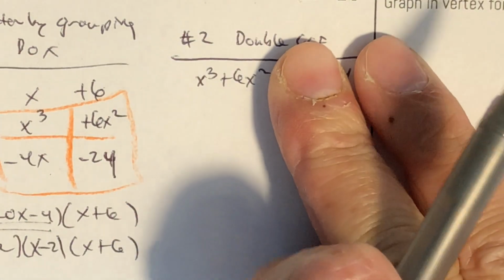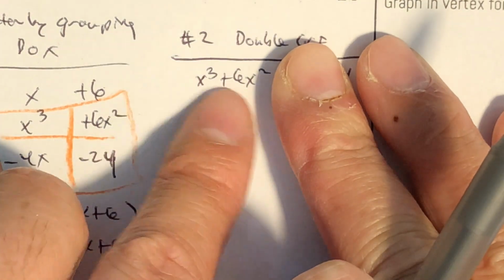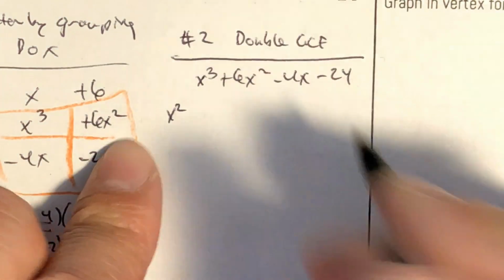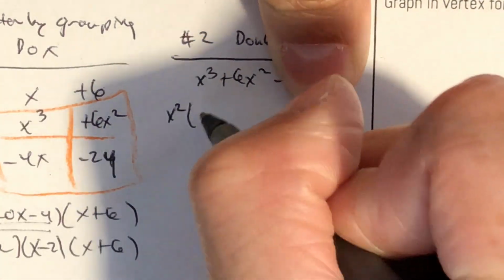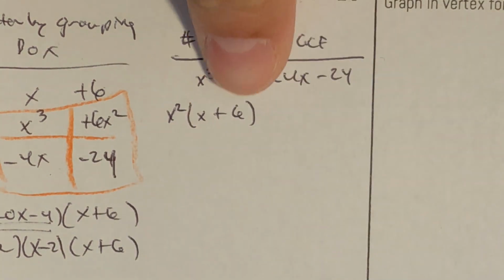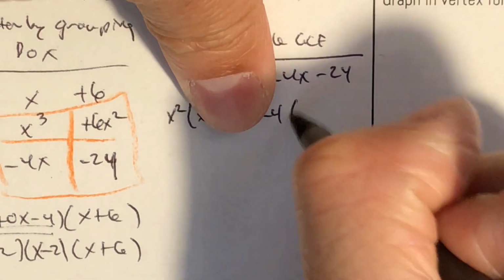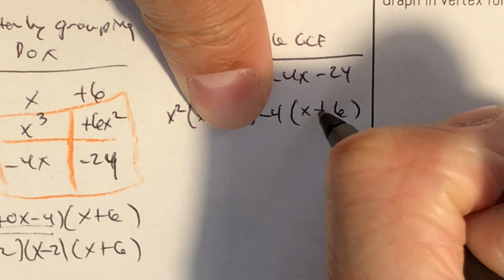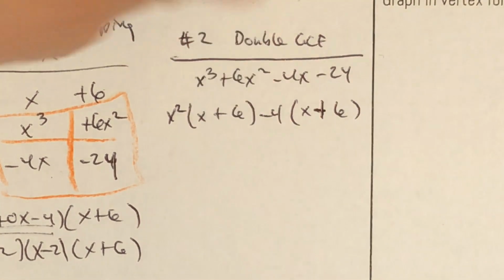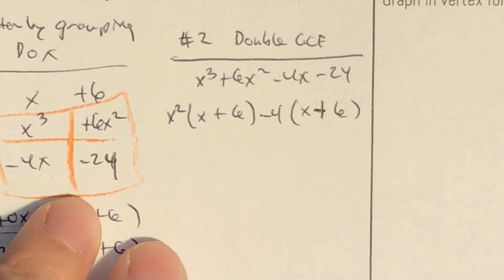If I just look at these two, then I realize that the greatest common factor is x squared. And then what's left is just x plus 6. If I go over here and figure out what's the greatest common factor, that would be negative 4. What is left? x plus 6. Remember, you can always distribute to check your answers. So that's the first greatest common factor.